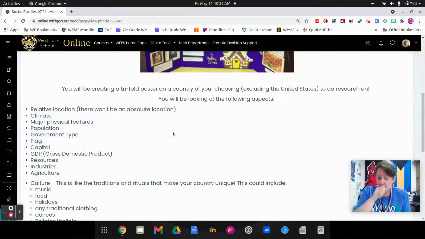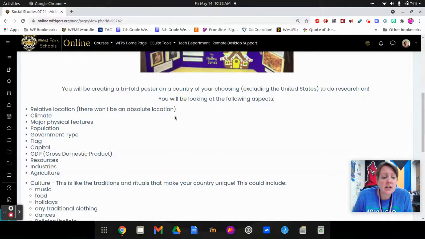But if we're talking about Portugal, which is really small, they may just have one major physical feature. And we're also talking rivers as well. So if we were talking about China, obviously there's more than two rivers, but there are two major rivers that you possibly would point out. Okay.